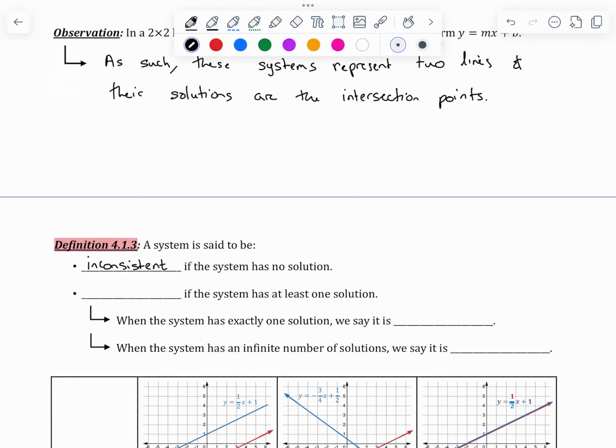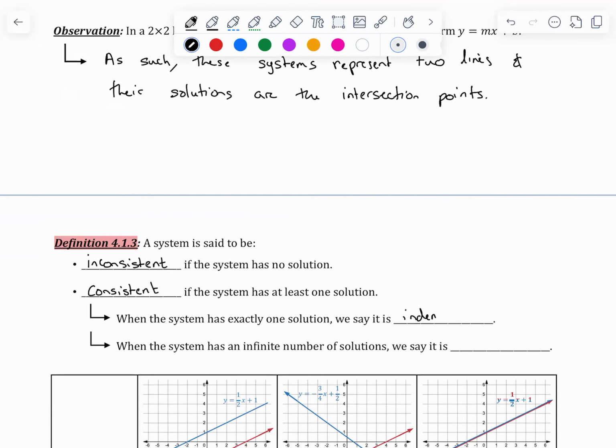Then a system is said to be consistent if the system has at least one solution. When it has exactly one solution, a unique solution, we say that it is independent. Whereas if the system has infinitely many solutions, we say that it is dependent.